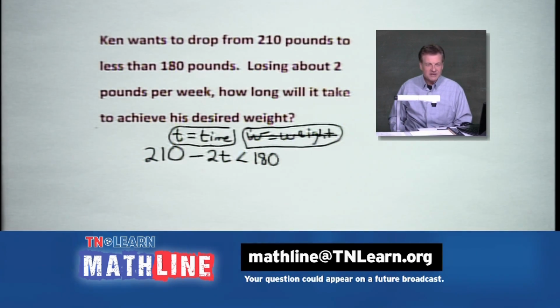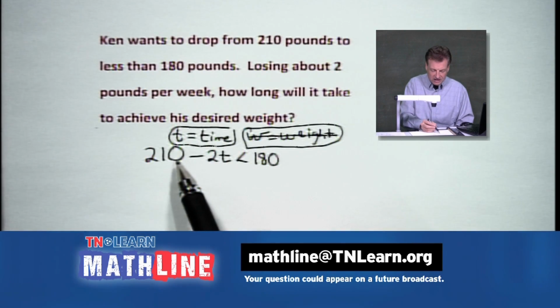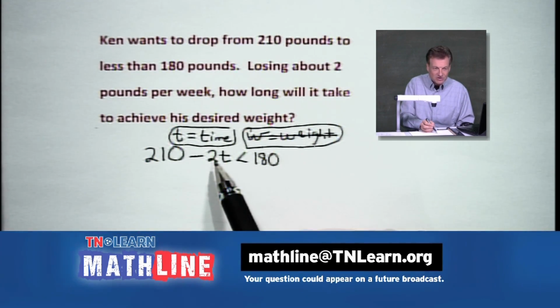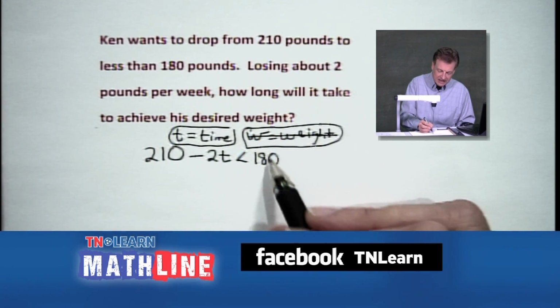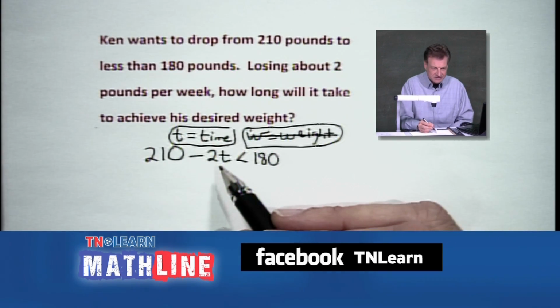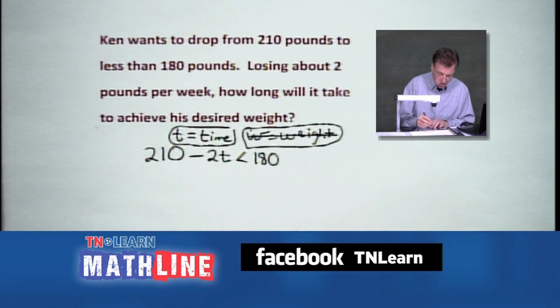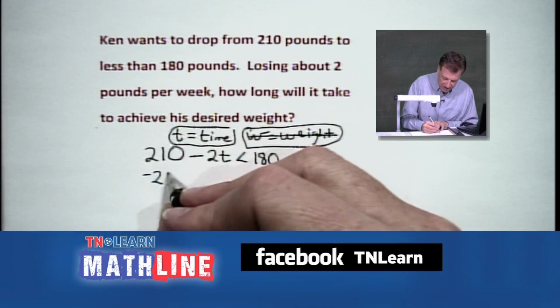You got it? Everybody see it? Again, we started here at 210. We're losing 2 pounds a week. That's the subtract part. And we want to eventually be less than 180 by doing this process. Okay? So let's see what's going to happen. We're going to, first of all, remove that 210.